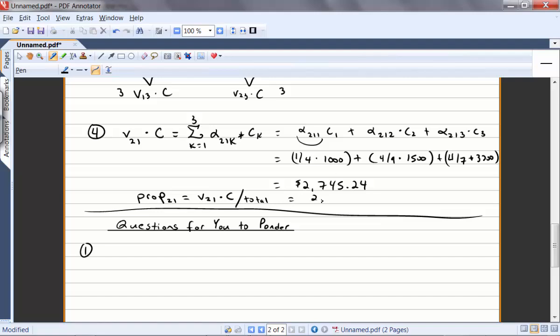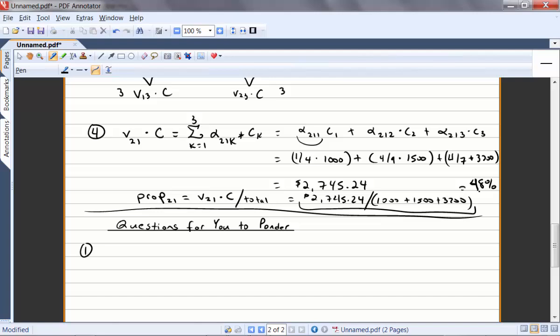or 2,745.24 divided by the total costs. Total costs are 1,000 plus 1,500 plus 3,200. So the total costs are 5,700. And if you do this ratio here, I believe you end up getting 48%, or 0.48. So 48% of the total $5,700 in costs are assigned to customer 1 if we use weighting scheme 2.